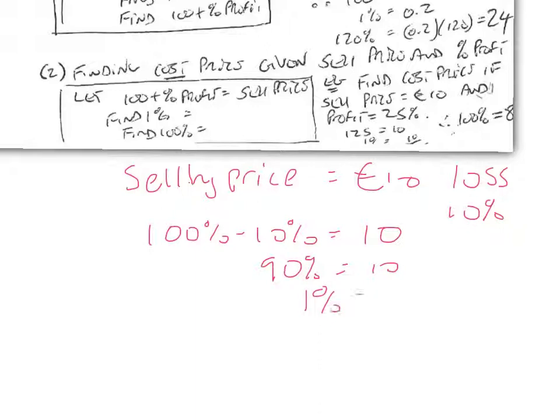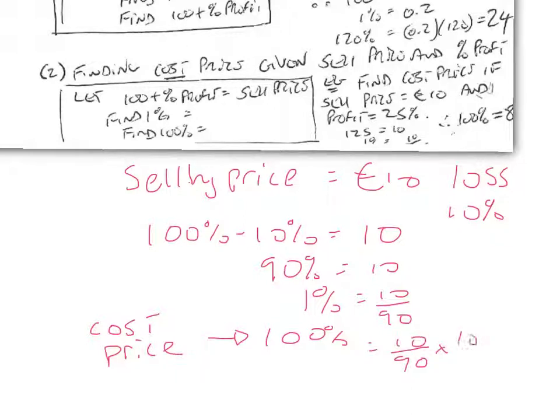So 1% equals 10 over 90, and therefore the cost price, always the 100%, which is what we're looking for, is equal to 10 over 90 times 100 over 1, and that's equal to 11 euros and 11 cents. Okay, so in this case, they bought the DVDs for €11.11 and they sold them for €10. They made a loss of 10%.